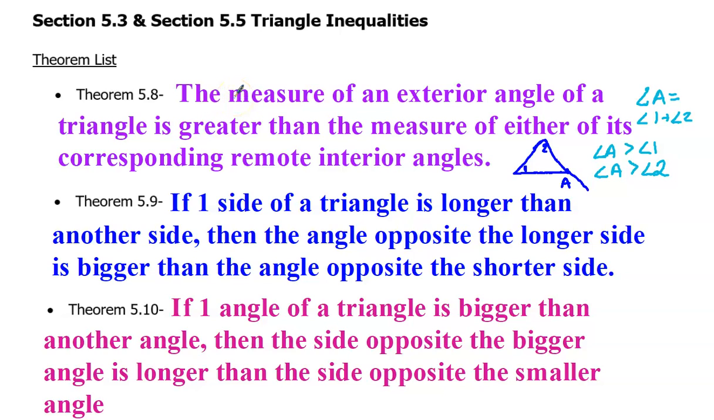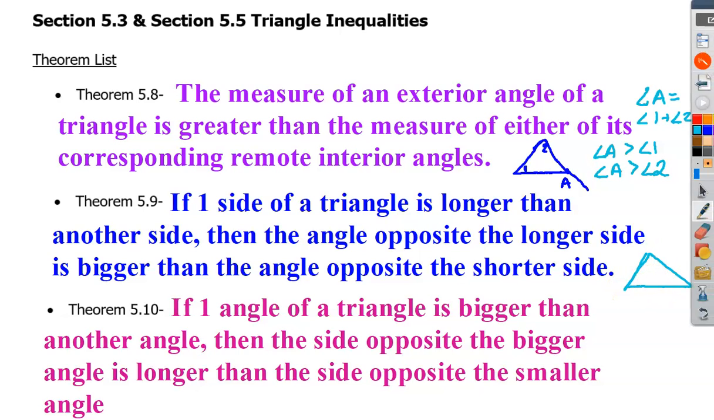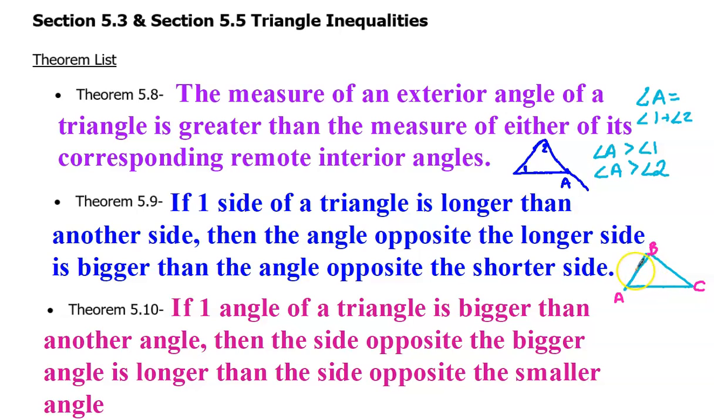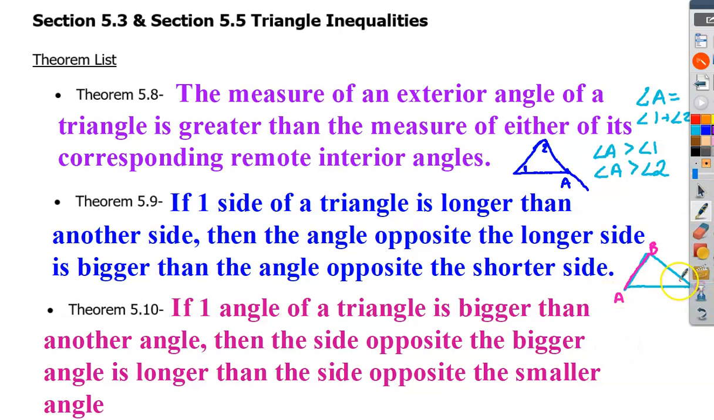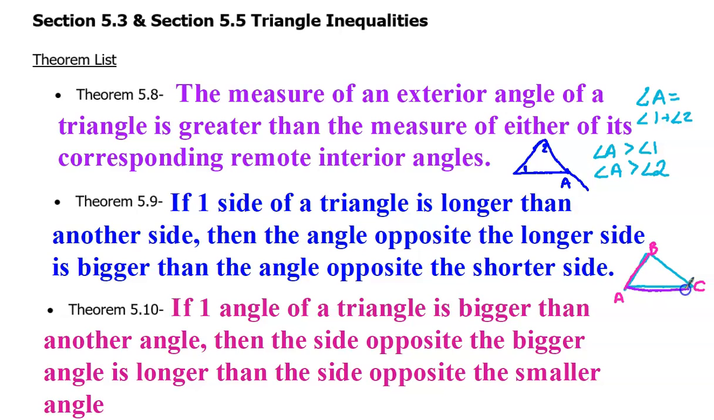Next is theorem 5.9, which says if one side of a triangle is longer than another side, then the angle opposite the longer side is bigger than the angle opposite the shorter side. Now, let's break that one down. Got a triangle. This is our triangle. I'm going to quickly label the vertices A, B, C. So side AB, this side right here, is clearly the shorter side compared to side AC.